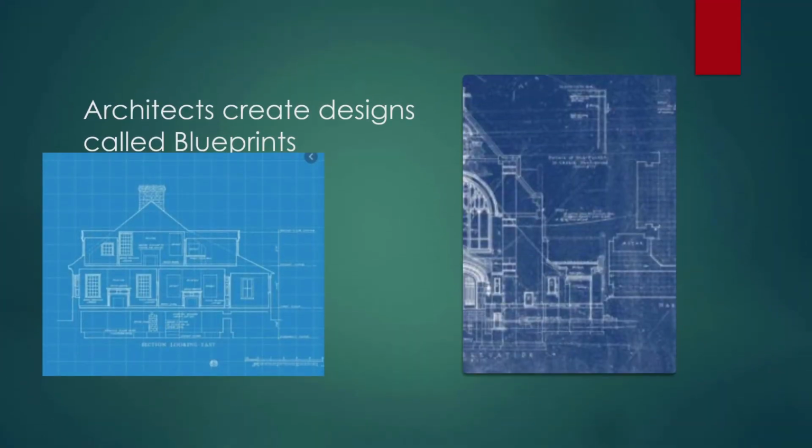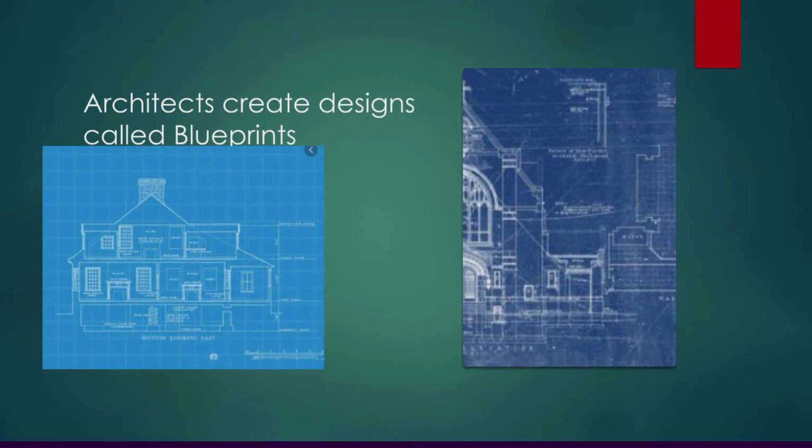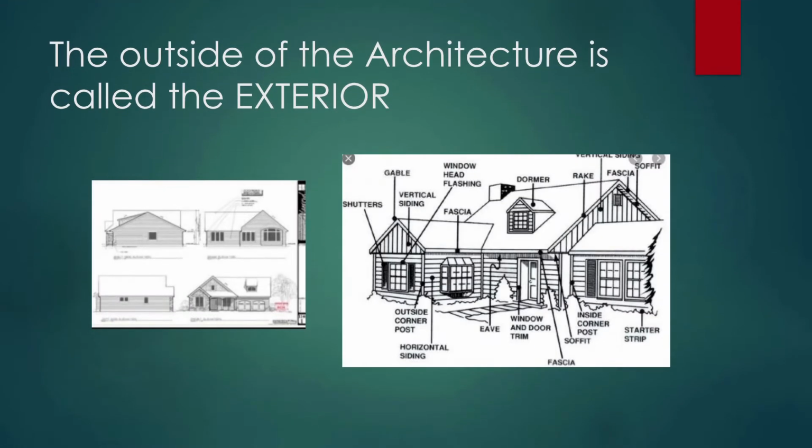Architects create designs called blueprints. What you see here in these images is what an architect's blueprint might look like. One of them is a picture of a blueprint on paper, and the other looks like what a blueprint might look like on the computer, like a digital design of a blueprint. Sometimes blueprints are actually on white paper. They don't have to be actually blue.